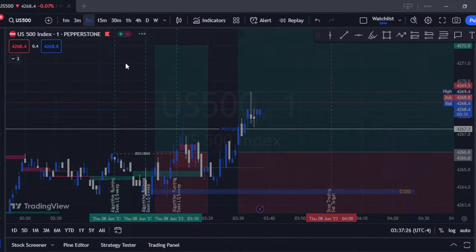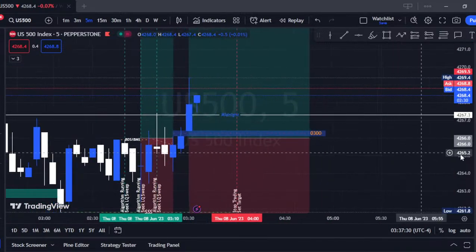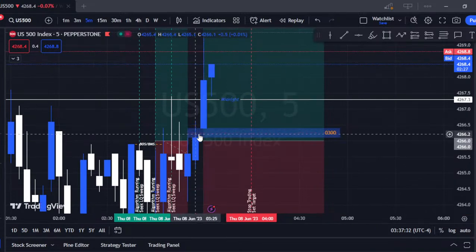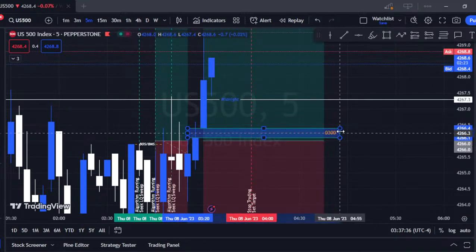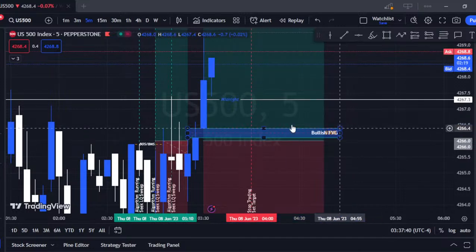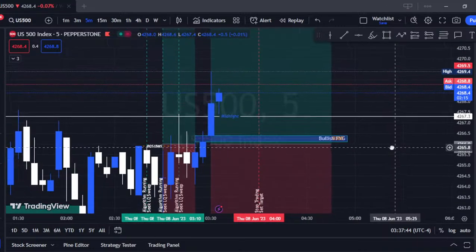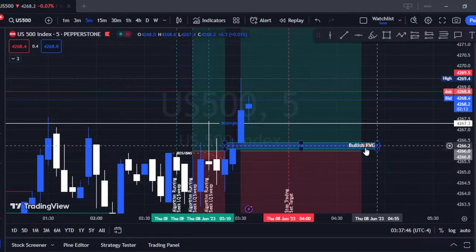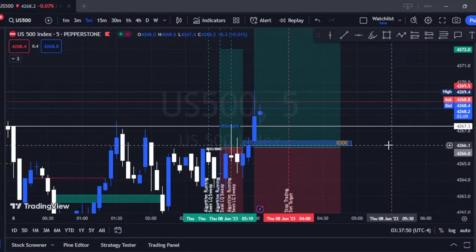Let's see on the 5 minutes. Okay. As you can see here, the first FVG that formed on the 5 minute setup is bullish here. This is also indicating that the setup is a solid buy. The 1 minute and the 5 minutes are giving us the same setup. That is a good indication.